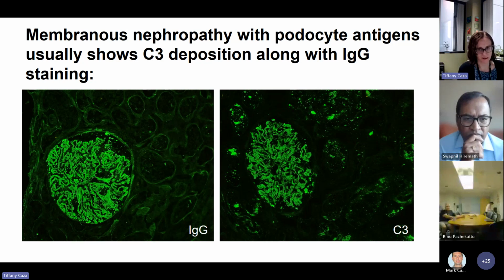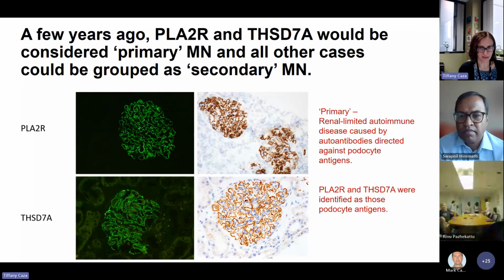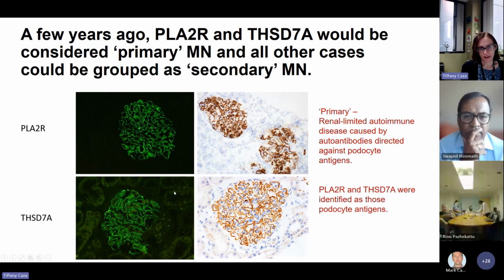But I bring this up because there are two antigens in particular that may lack C3 staining and have different complement profiles. And until about 5 years ago, the antigens phospholipase A2 receptor and thrombospondin type 1 domain containing 7A, or THSD7A, were the two known antigens in membranous. So these cases were considered primary, and then everything else was considered secondary. You should see staining for PLA2R or THSD7A in the same distribution as you would by immunofluorescence.